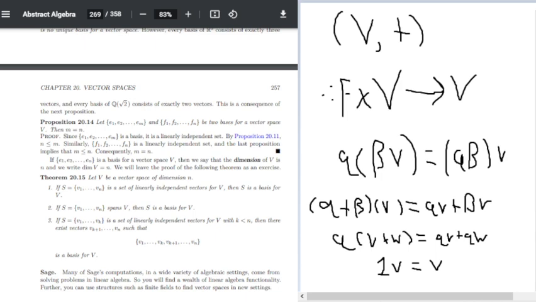So proposition 20.14. Let E1, E2 all the way to Em, and F1, F2 all the way to Fn be 2 bases for vector space V. Then M is equal to N. Proof. Let E1, E2 all the way to Em be a basis, and since it is a basis, it is a linearly independent set. By proposition 20.11, N is less than or equal to M. Similarly, F1, F2 all the way to Fn is a linearly independent set, and the last proposition implies that M is less than or equal to N. Consequently, M is equal to N.